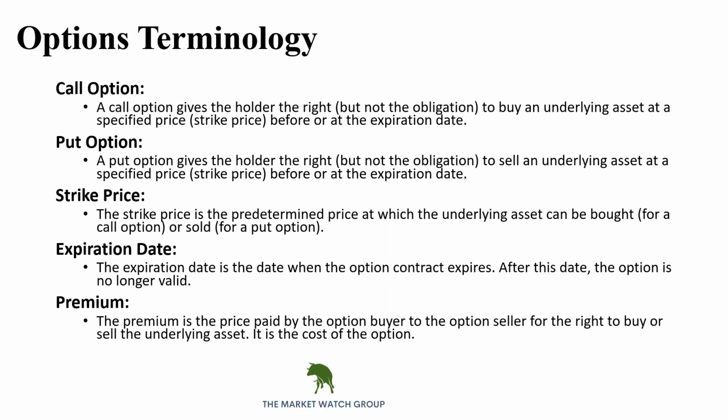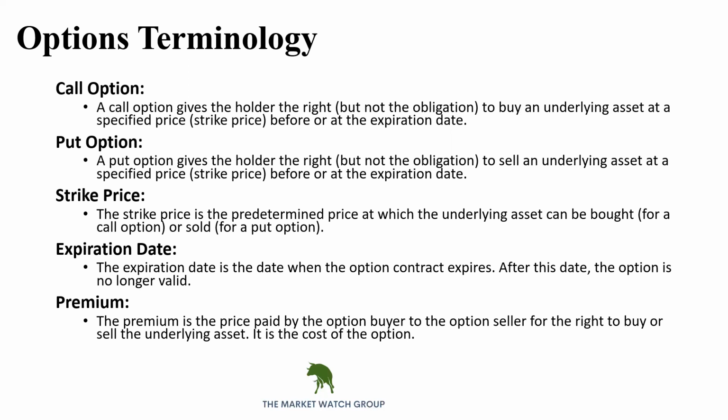Strike price. That's the agreed upon price. That's the predetermined price at which the underlying asset can either be bought if it's a call or sold if it's a put. So every contract is going to have a symbol, strike price, and an expiration date. The assumption is that it controls 100 shares. Every contract controls 100 shares. That's the standard.